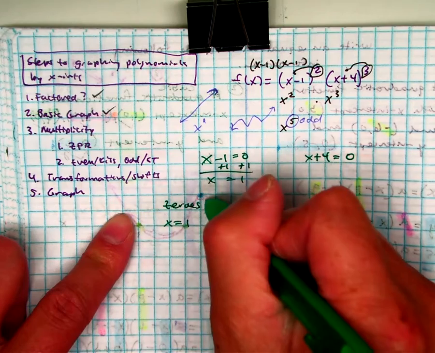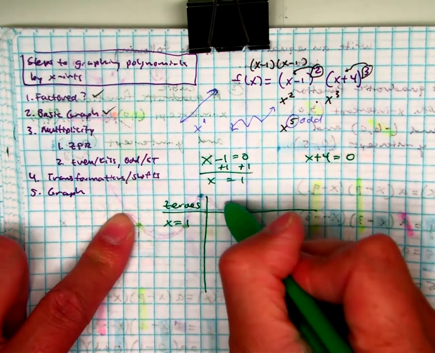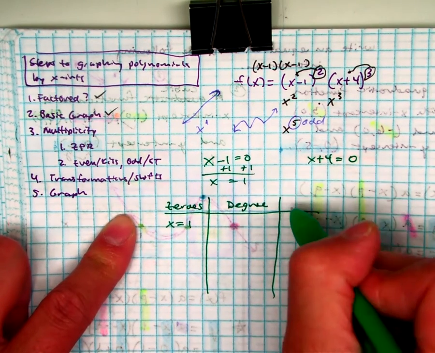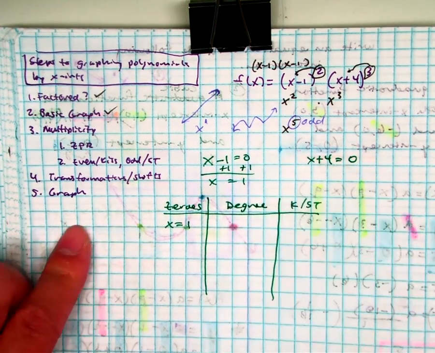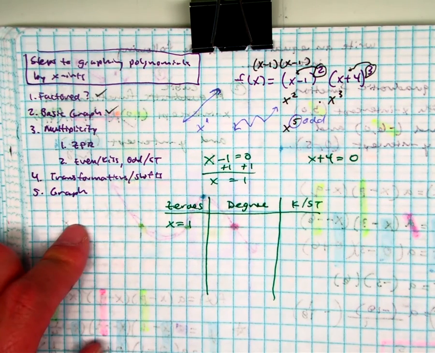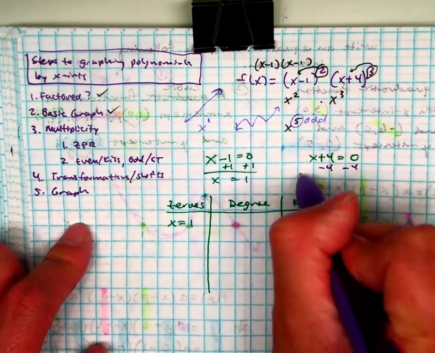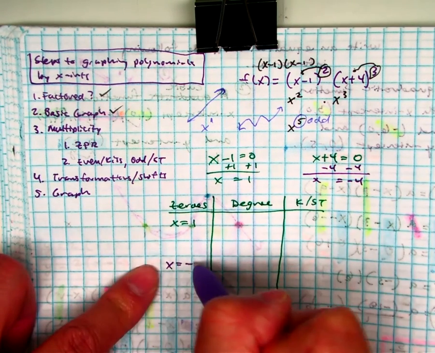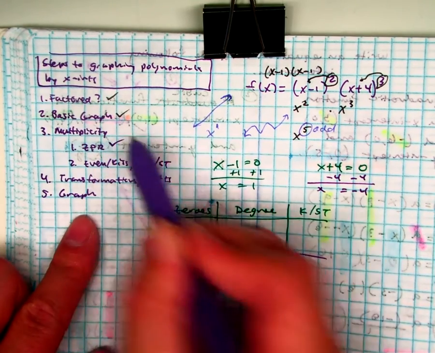Let's make a chart. Let's write the degree. And then we'll write if it kisses or shoots through. Okay? Over here, I'm just going to subtract 4. So I have x equals negative 4. Okay, so we've basically done the zero product rule.